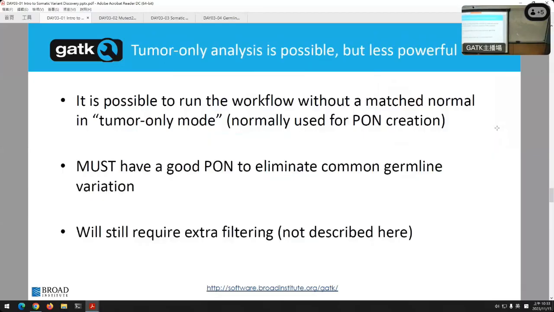You could do tumor only. Sometimes you just don't have a normal tissue, or you weren't able to get it. It is possible, and Aaron will describe exactly how to do it. It requires what we call a PON. We'll talk about the PON in a second.